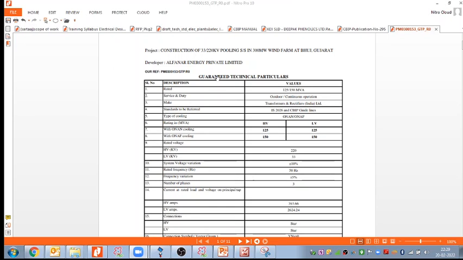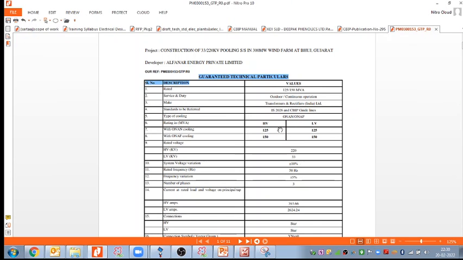See here, Mehul, you ask me again. GTP means guaranteed technical particulars. Note down this value. Okay, Mehul, clear? What is GTP? I'll come to that, don't worry. So coming back.